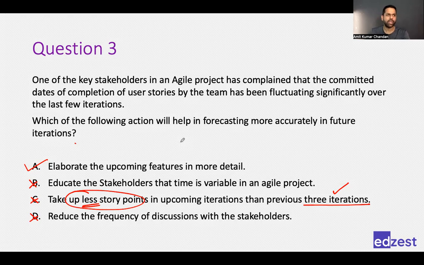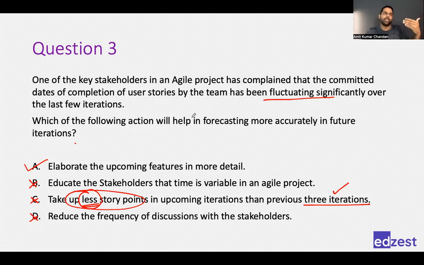We don't have to go to 100. If the team is completing 80, then we should take 80. Okay, but my question is, why would I take fewer story points? And you are saying that because it was fluctuating, whatever we were doing, we were not able to complete. Right. But what we also have to understand is that we have to answer the question.